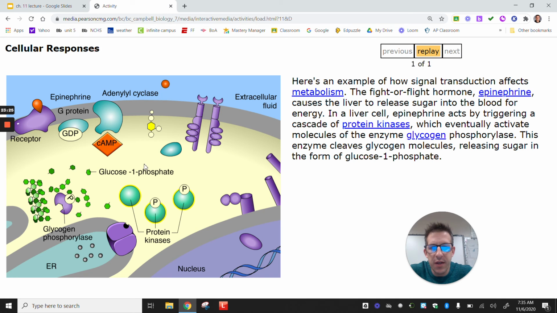So let's click on the DNA, because that's one we've talked about as well.